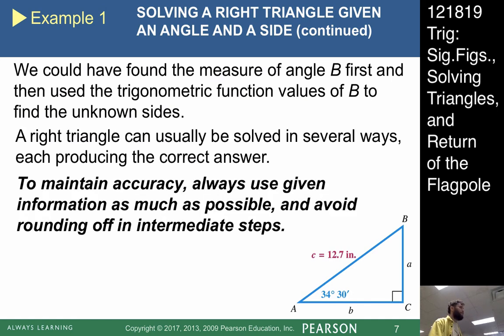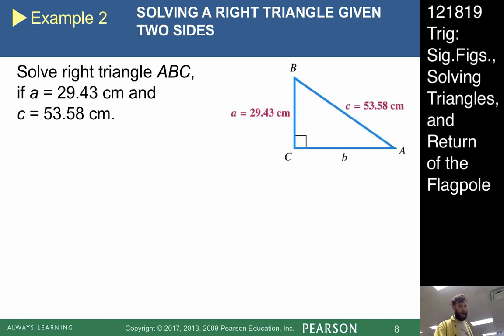Yeah. So what do we do? To maintain accuracy, always use the given information as much as possible, and avoid rounding off in intermediate steps. This is them coming back to the significant figures thing. All right. So how about this one?